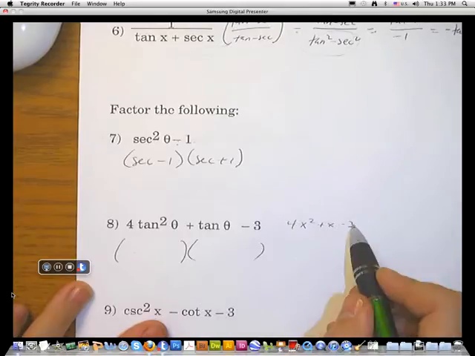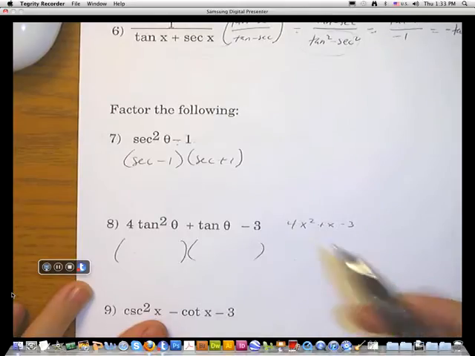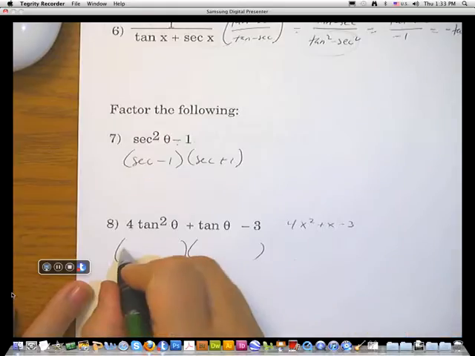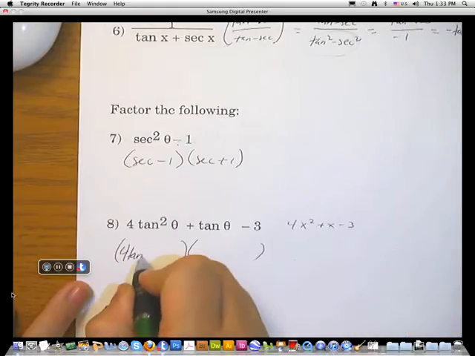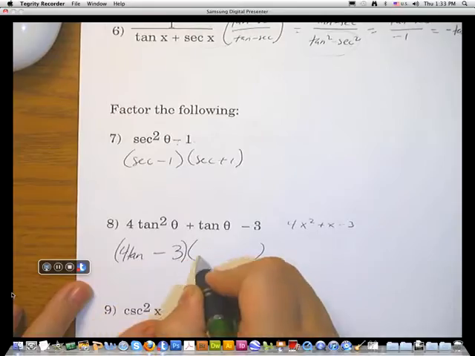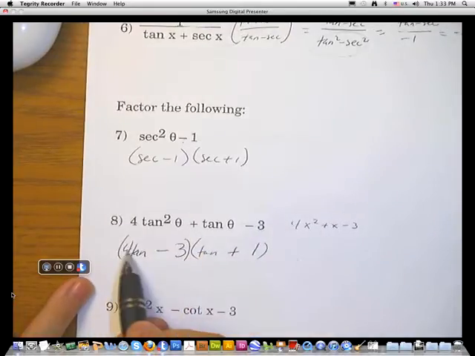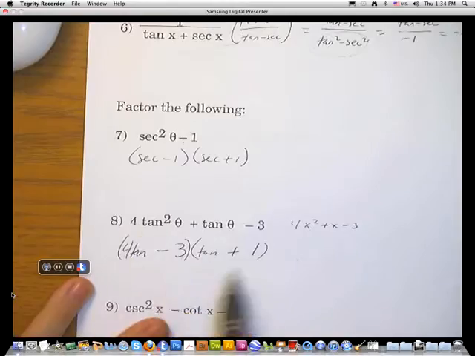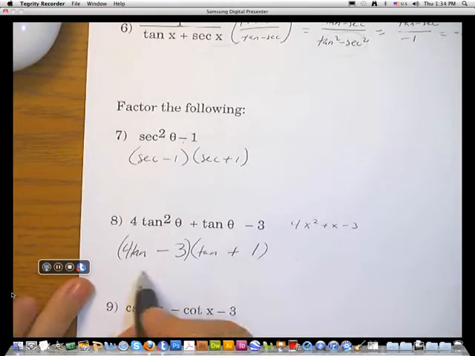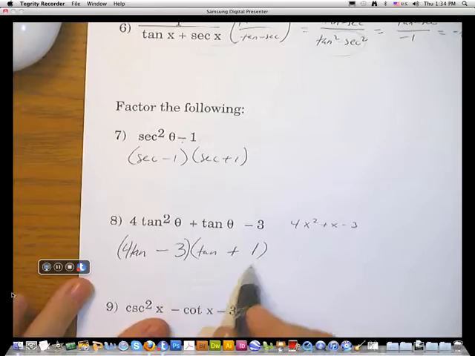We can do this with bottoms up, or we can do our trial and error. You should be able to do trial and error on this to get 4 tangent minus 3, tangent plus 1. 4 tangent times tangent is 4 tangent squared, minus 3 and 1 is the negative 3, so we do have to check our inners and our outers. That's 4 minus 3 for 1.